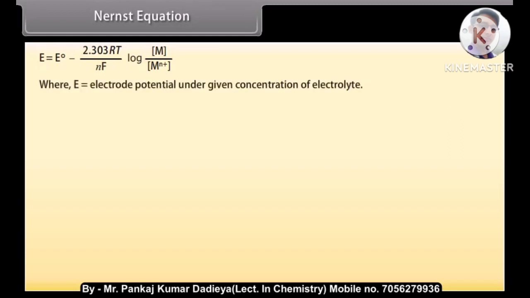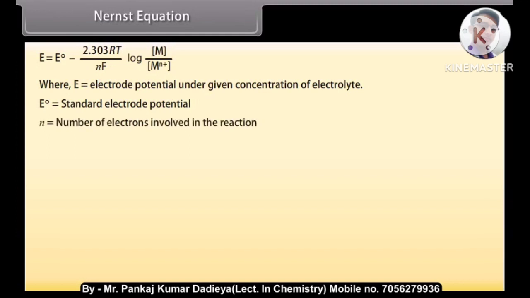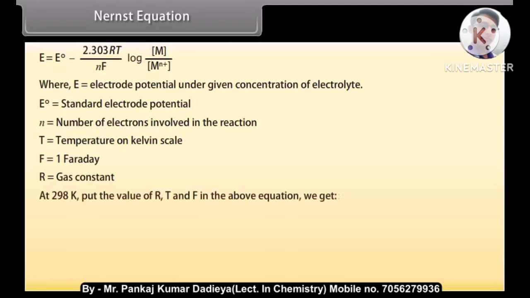where E is equal to electrode potential under given concentration of electrolyte, E naught is equal to standard electrode potential, and n is equal to number of electrons involved in the reaction, T is equal to temperature on Kelvin scale, F is equal to 1 Faraday, R is equal to gas constant. At 298 Kelvin, put the value of R, T and F in the above equation. We get E is equal to E naught minus 0.0591 upon n log M upon M ion.